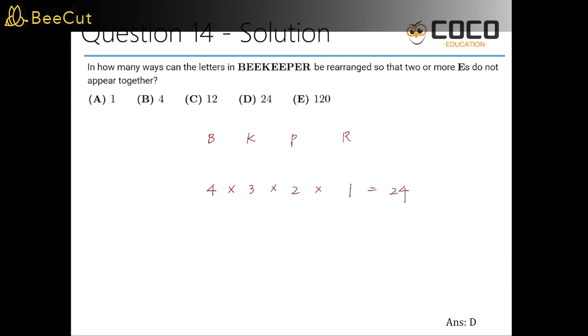Now, when we put in the letter E, they must all be separate. There are 5 letter E, so you just put them between the letters. They are at each of the intervals, and it can be on the left or on the right. So for the letter E, there is only one way to arrange it. Total is 24 times 1. So answer is D.